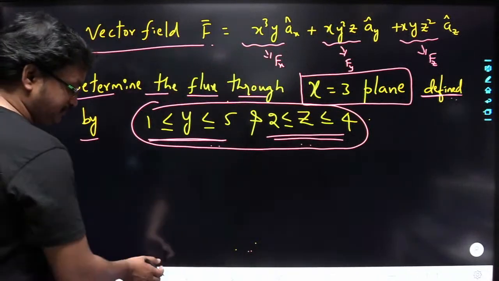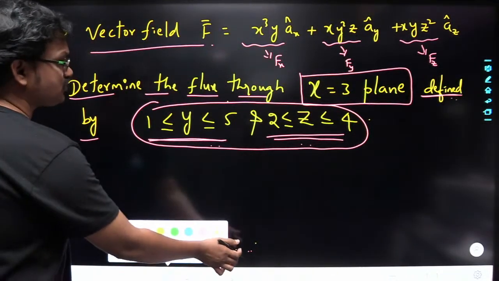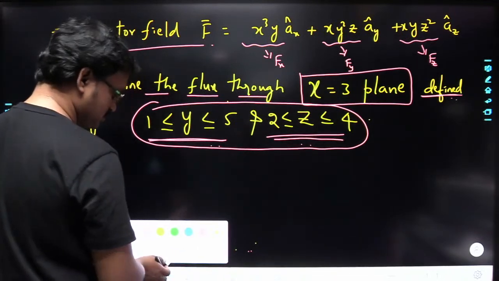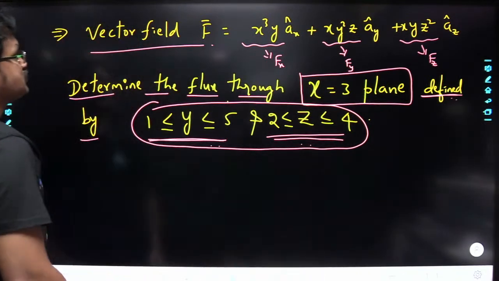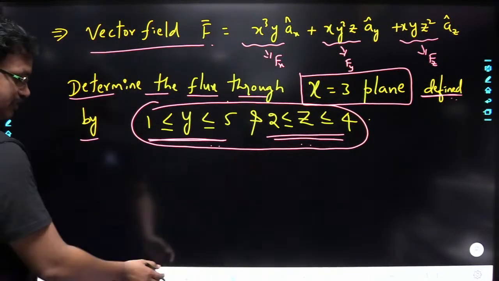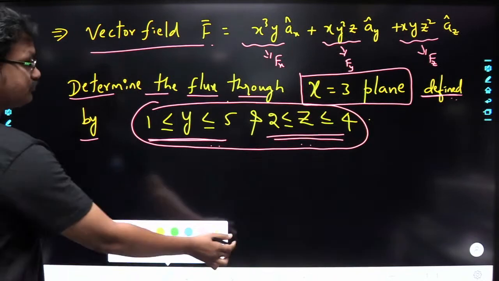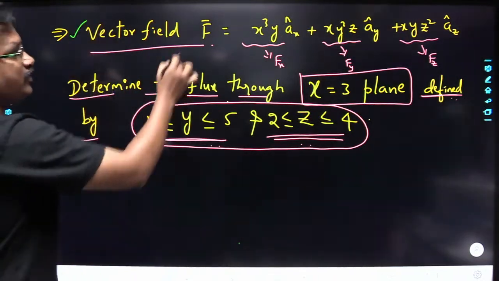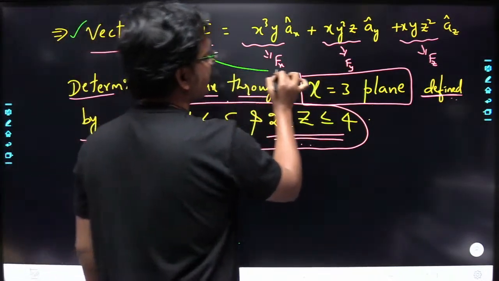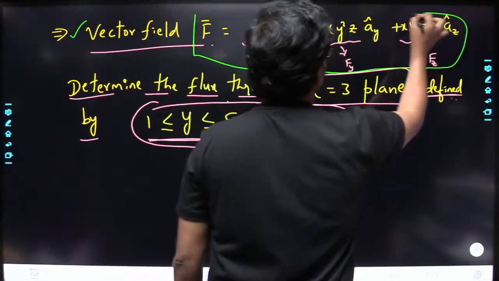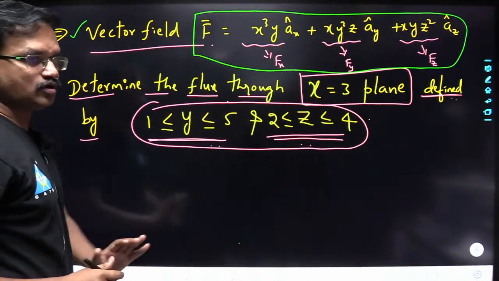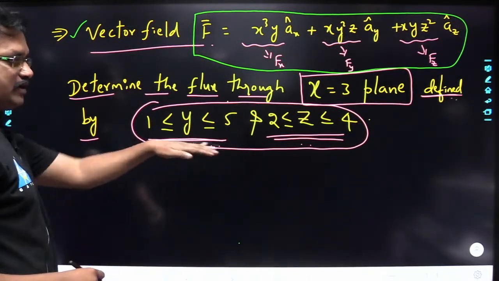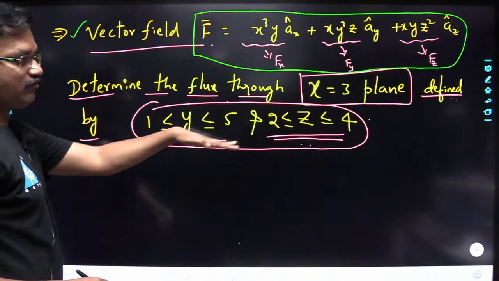See here. So this is the question they have asked here. See. They have given a vector field. This is the vector field they have given, right? And they are asking to determine the flux through x is equal to 3 plane defined by these parameters, defined by y and z.